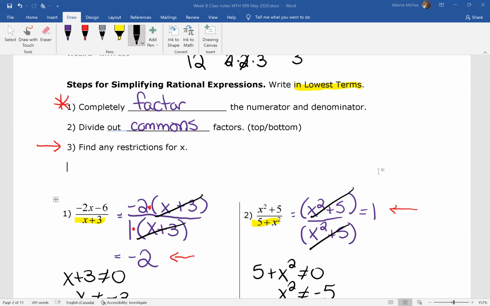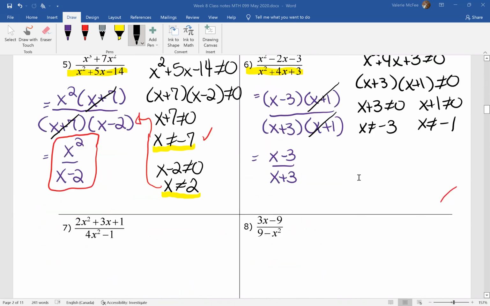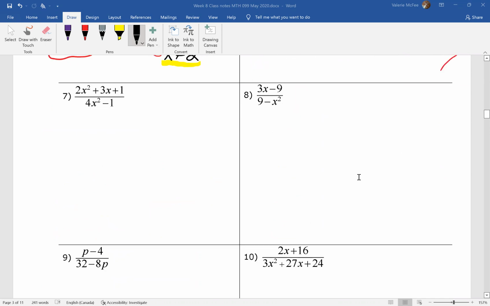And even though Pearson doesn't ask this, we're going to find restrictions for x, those non-permissible values, just so we continue to have practice. So let's go back here to questions 7 and 8. Find the simplified form and any restrictions. Pause your video and work on those.